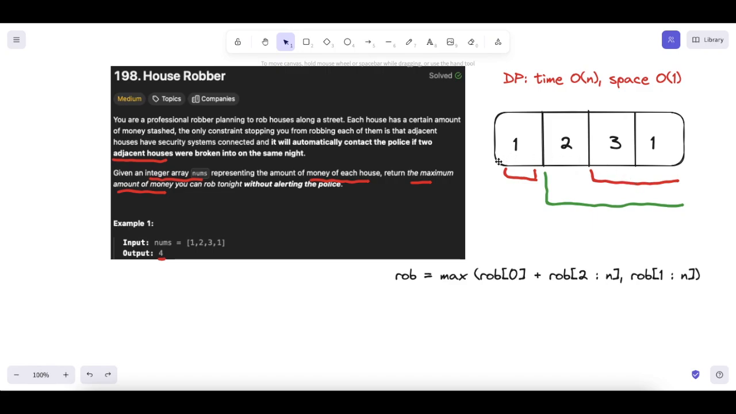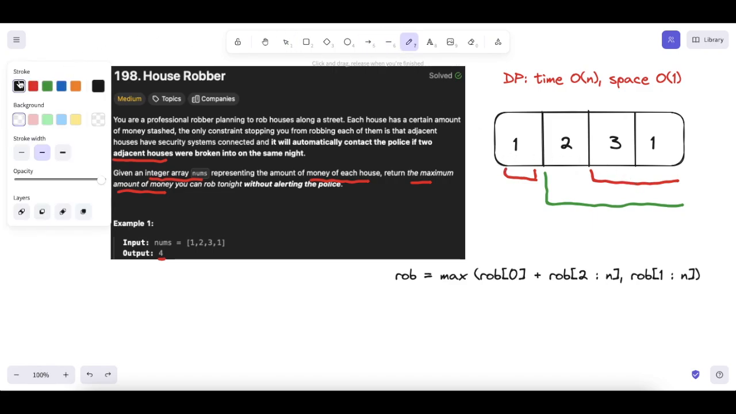The case which is highlighted in red would be this first case over here, robbing the house at index 0 plus finding the max between robbing the house at index 2 to the end. And the second case highlighted in green is this one where we find the max of robbing from the house at index 1 to the end. Now, both of these cases over here can then go and be divided into smaller subproblems.